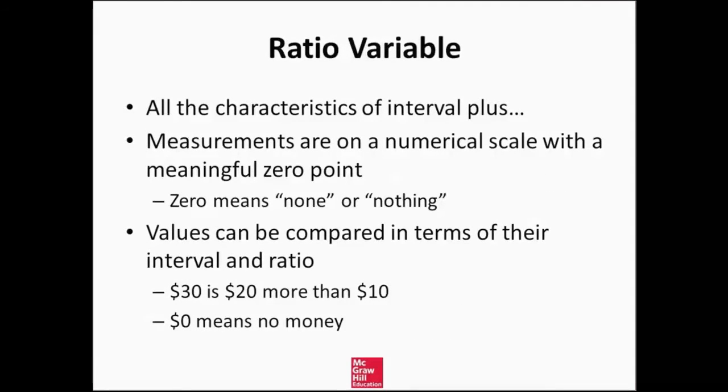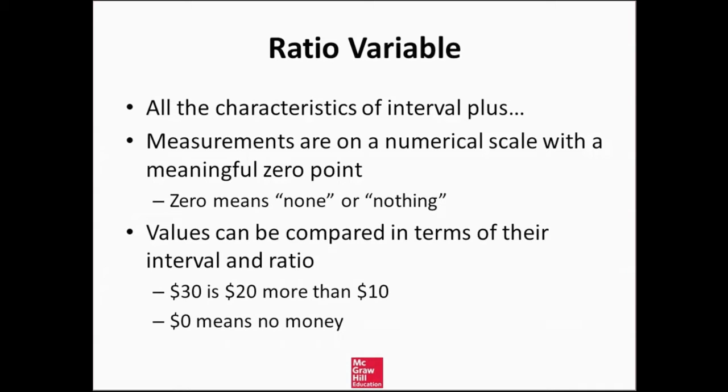A ratio variable is a quantitative variable that has all the characteristics of an interval variable, but is measured on a numeric scale with a meaningful 0 point. For example, you can have $0 or no children. Having a meaningful 0 means that ratios make sense. This is what you usually think of when you think of numbers.